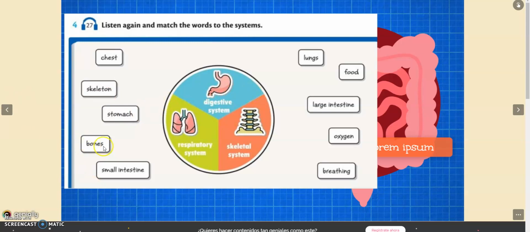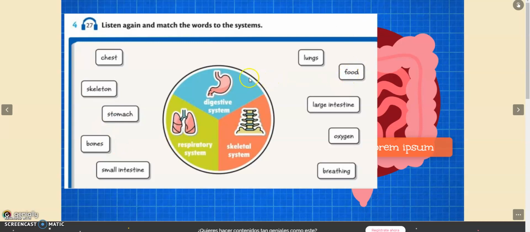Yes. The bones. Los huesos. The skeletal system. The small intestine. The small intestine belongs to the digestive system. That's right. The lungs. What are the lungs? The lungs, pulmones, so it belongs to the respiratory system.